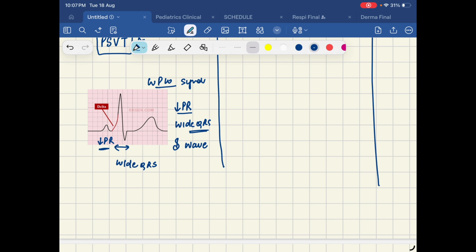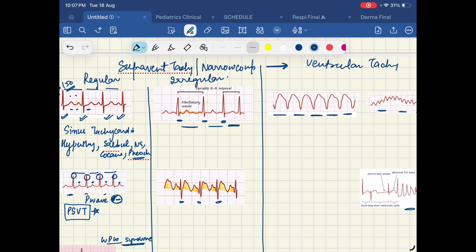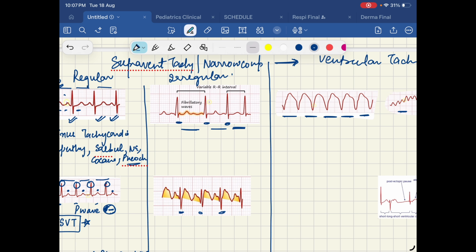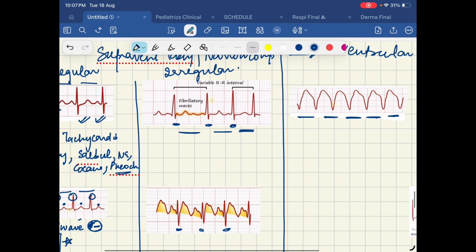Let's just make this clear, and let's identify the ECGs. Let's come to the other ECGs which have an irregular pattern, but they have a narrow QRS. As you can see, there are some fibrillatory waves, right? Anywhere you spot fibrillatory waves with variable RR interval, it is due to atrial fibrillation. Okay, no doubts on this.